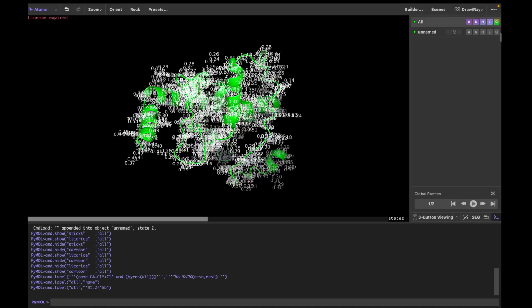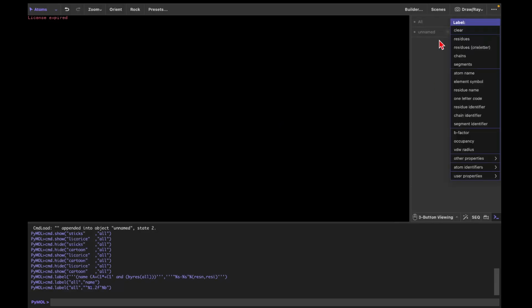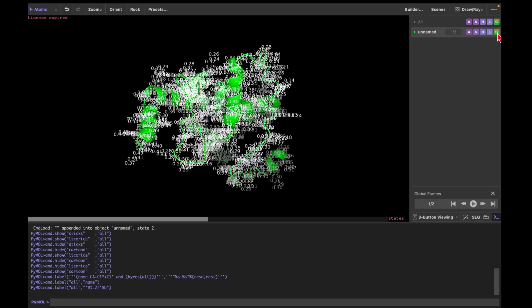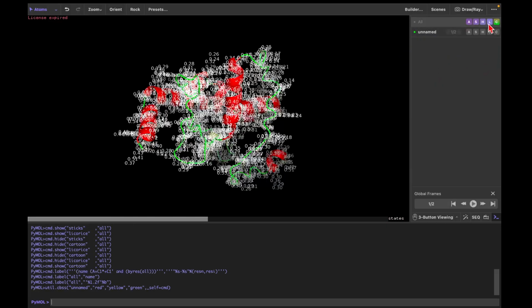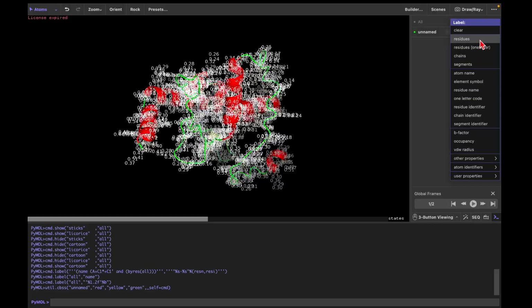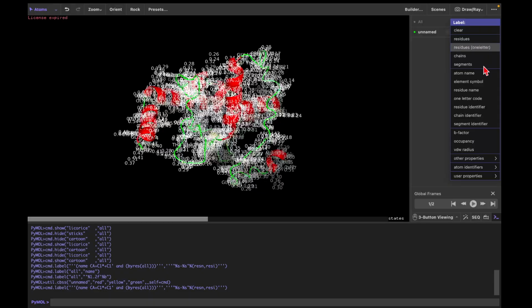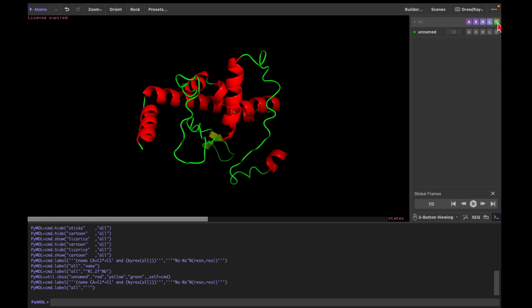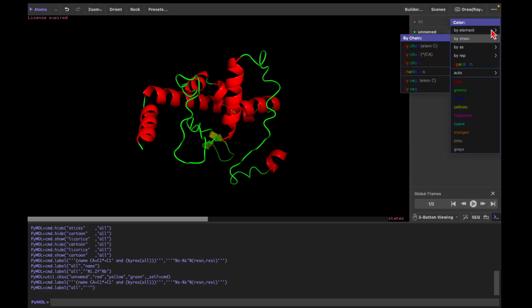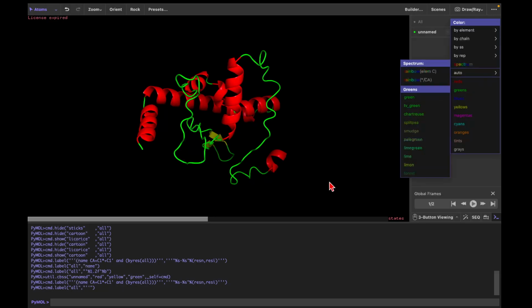B factor. So all the PDB file information could be visualized here. Finally, we have the color option. So I can color them by chain, by element, by secondary structures, and by representations. So this is how the PyMol visualization tool is used.